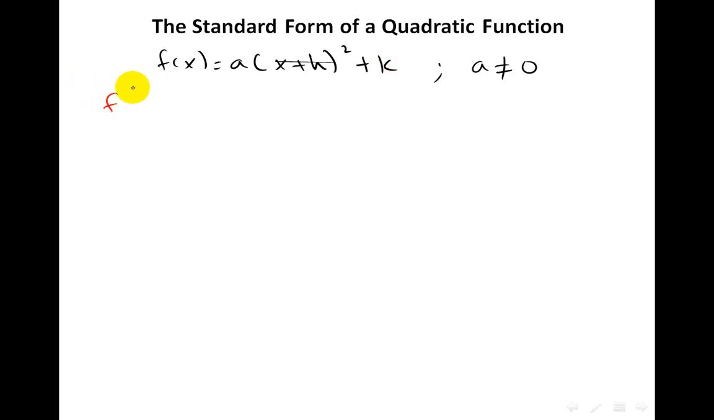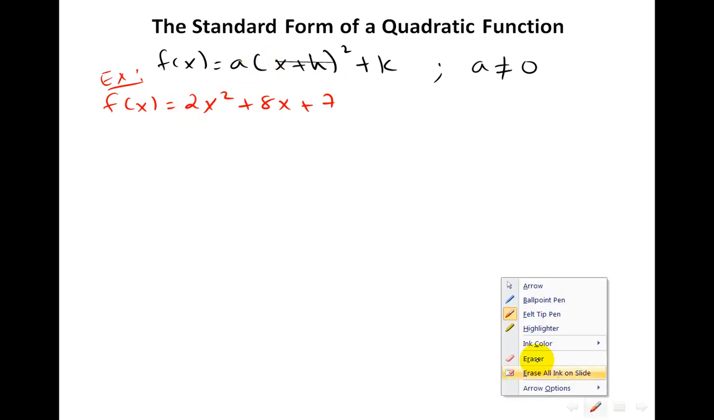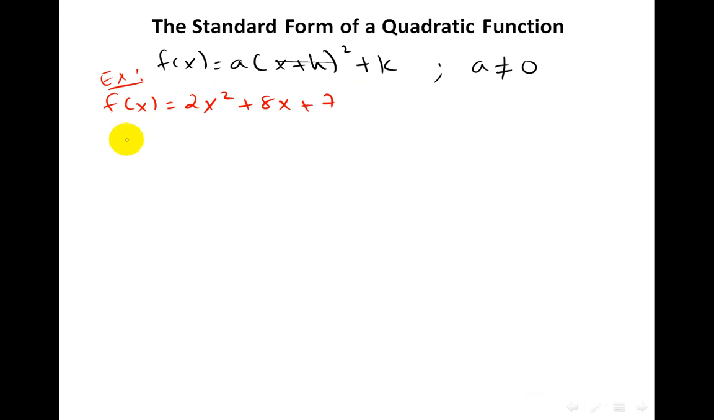Anyway, let's have an example, and let's say that f of x equals 2x squared plus 8x plus 7. So this is a quadratic function. We want to change it into the standard form. So once you want to change it to the standard form, I want x alone without any coefficient. So get rid of the 2 by taking it out as a common factor.